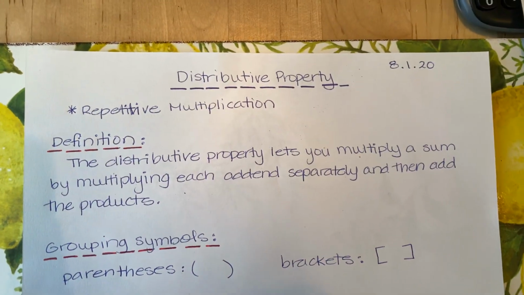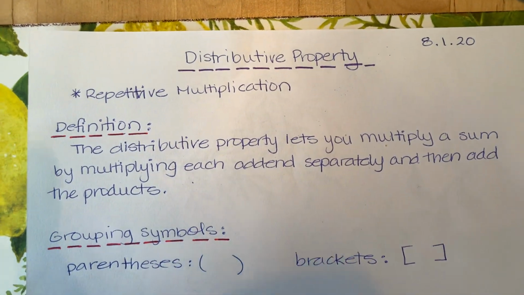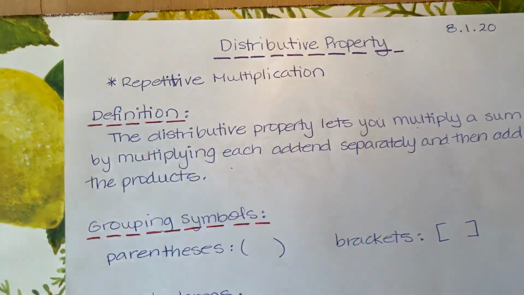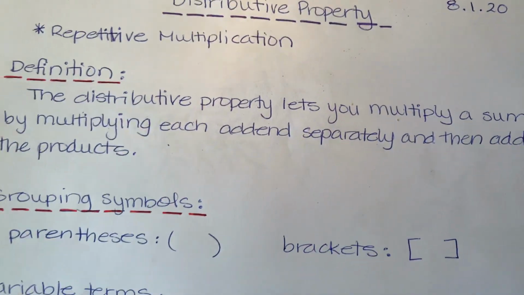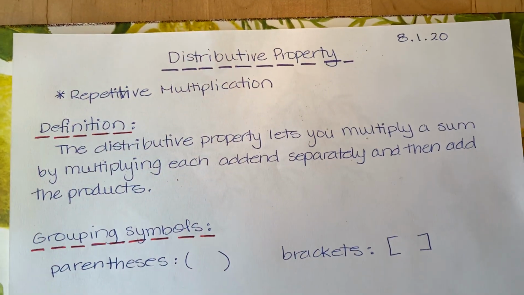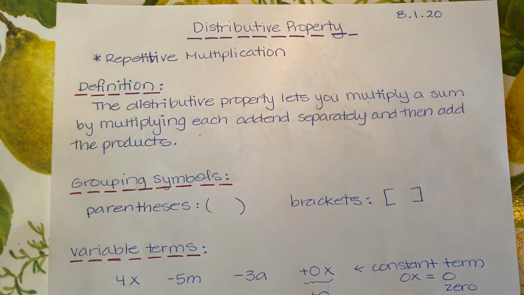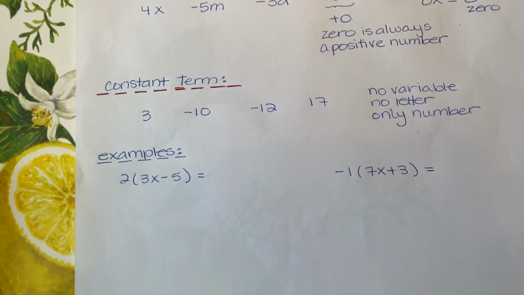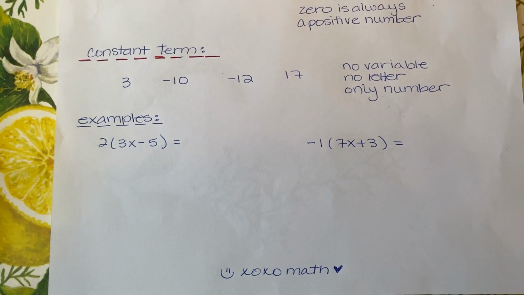Okay, distributive property. It is nothing more than repetitive multiplication. Sorry about that. Just kind of went dark weird. But that says repetitive multiplication. Okay, so we're going to go ahead. I'm just going to move along this sheet so you can copy it, pause it, right?